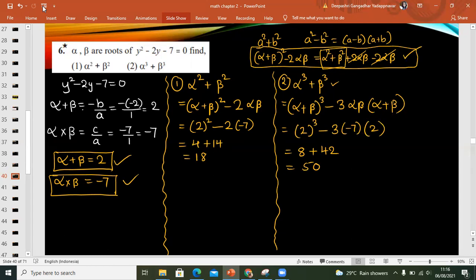Just try to sort this, multiply this, calculate, simplify this part, and you will get this alpha cube plus beta cube. Sometimes we have to find the answer in a different way, in a different approach. So here, this is a different approach to get the answer.